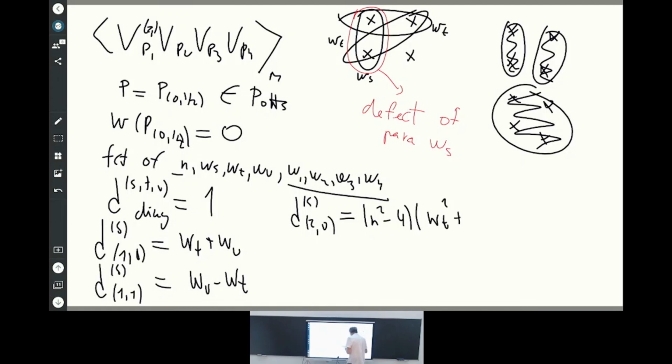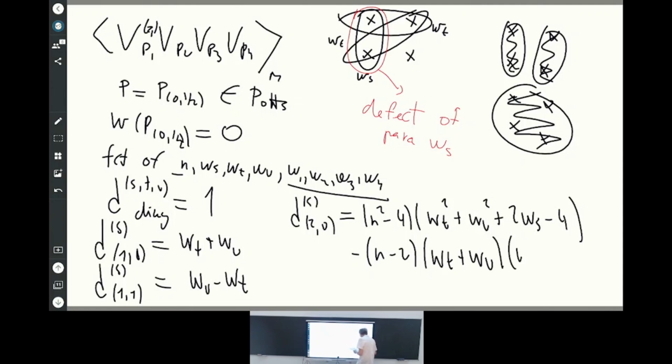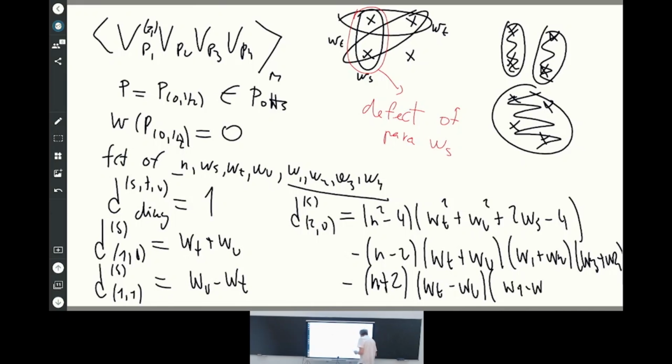WT squared plus WU squared plus 2WS minus 4, minus n minus 2, WT plus WU, W1 plus W2, W3 plus W4, minus n plus 2, WT minus WU, W1 minus W2, W4 minus W3.